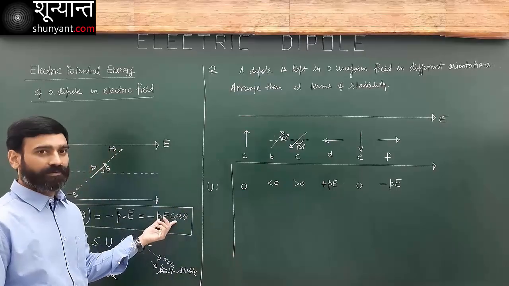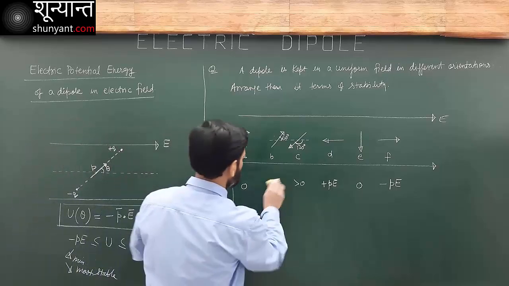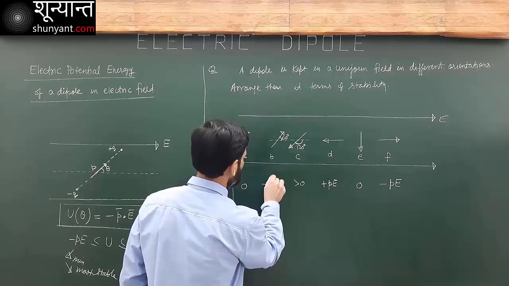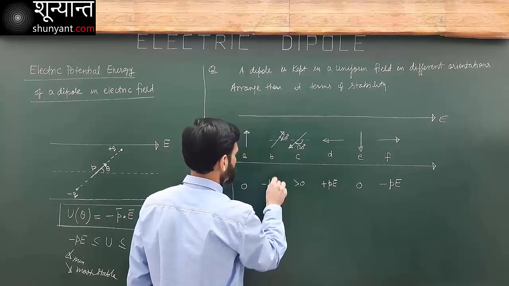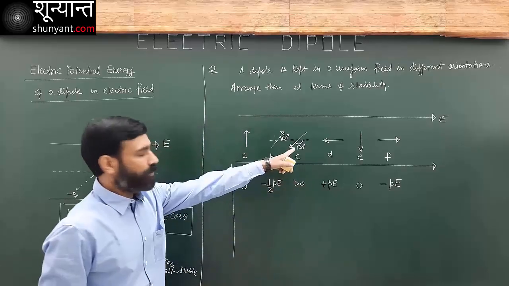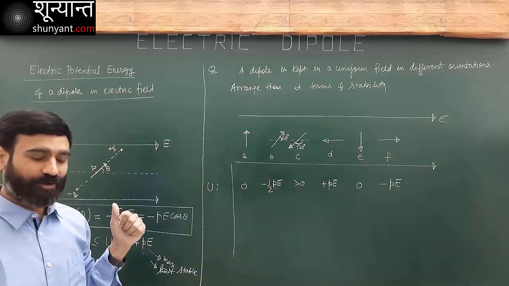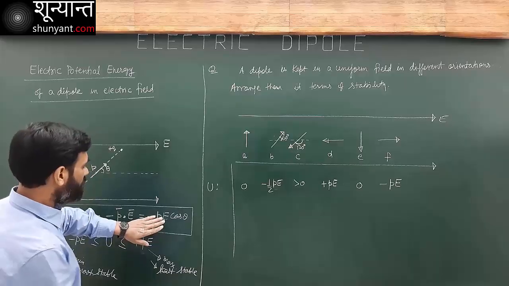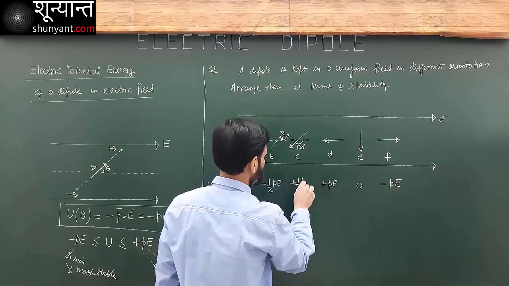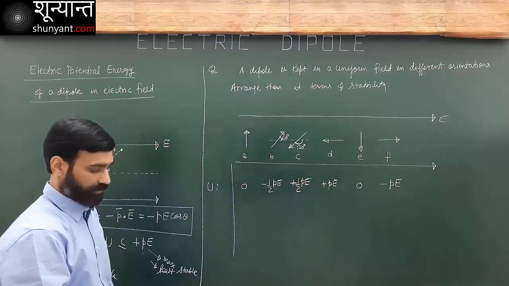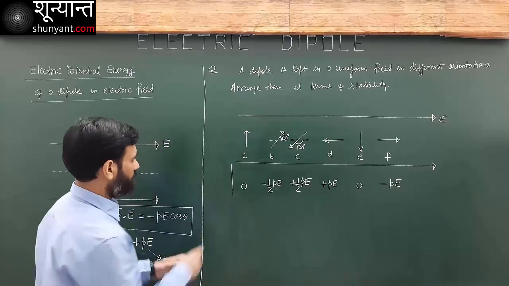Cos 60 is half, so it becomes minus of half PE. Cos 120 is minus half. So minus PE into minus half becomes plus half PE. That's it. This is potential energy, this is U.